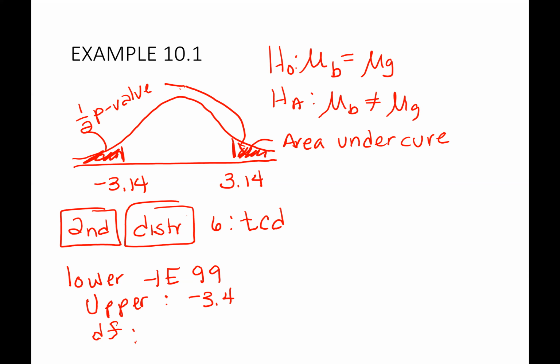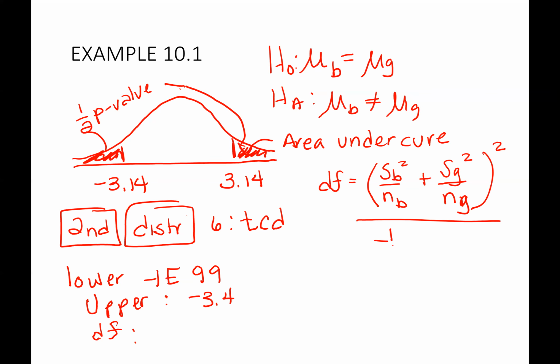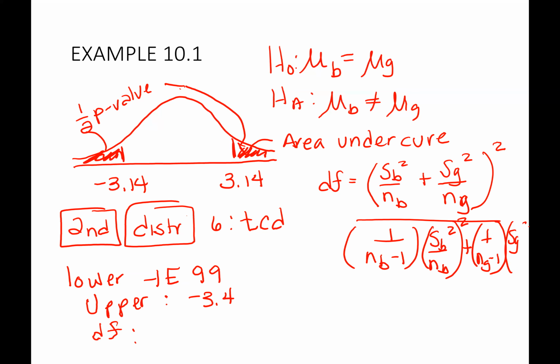I don't want to. Okay, how do you calculate the degrees of freedom? Well, that is the standard deviation of the boys squared over the size of the sample plus the standard deviation of the girls squared divided by the size of that sample, squared, over 1 over n sub b minus 1 times s sub b squared over n sub b squared. Are you tired yet? Plus 1 over n sub g minus 1 times s sub g squared over n sub g, that is squared. Okay, I did that for you. Aren't you glad? That is approximately 18.8462. I did that calculation for you. It ain't pretty.